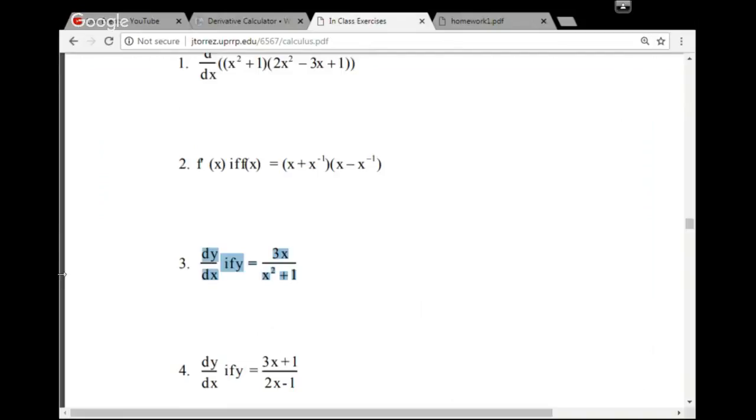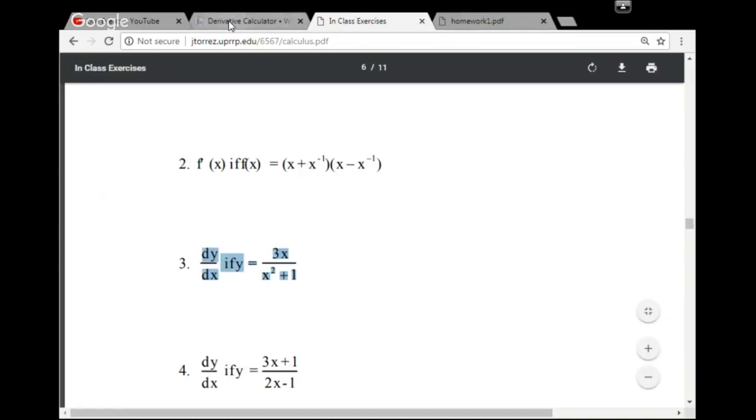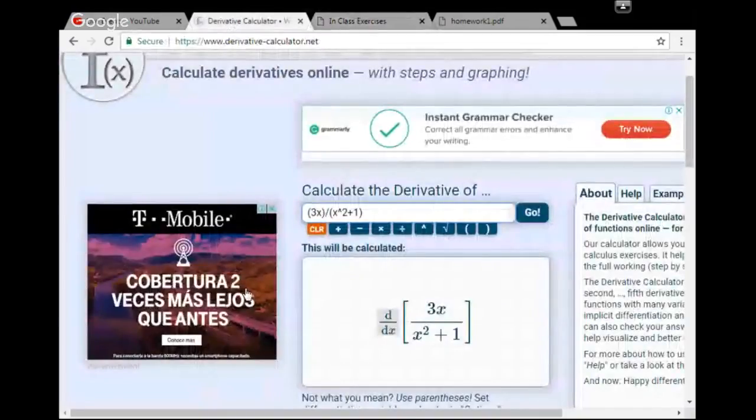And here's a website. It's called www.derivativecalculator.net. I'm sorry, there's a dash between derivative and calculator. www.derivative-calculator.net.